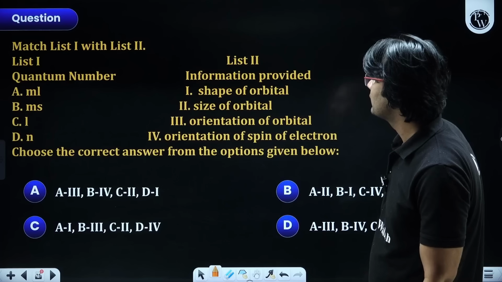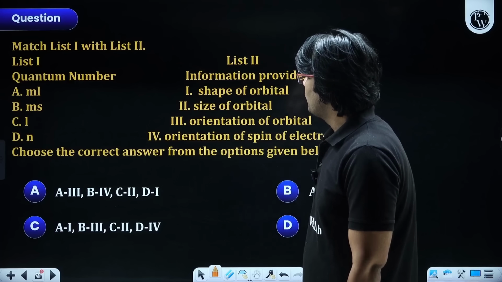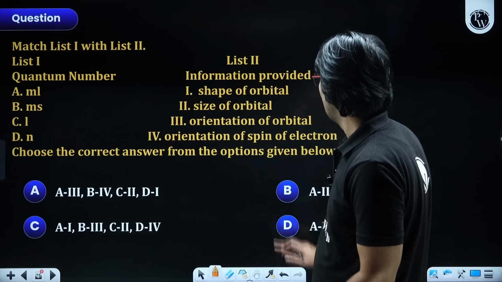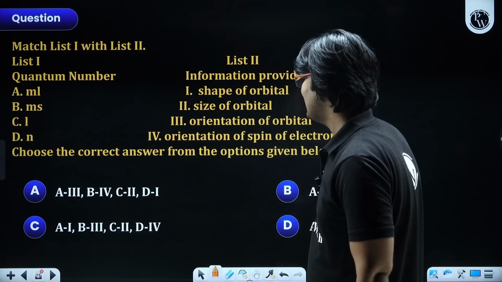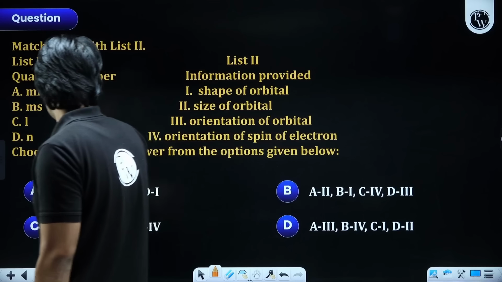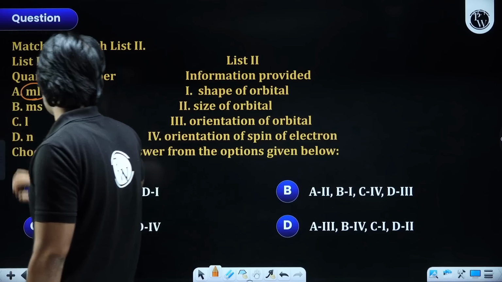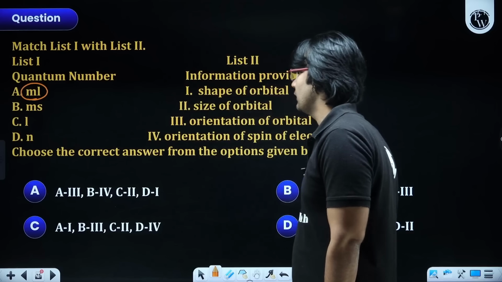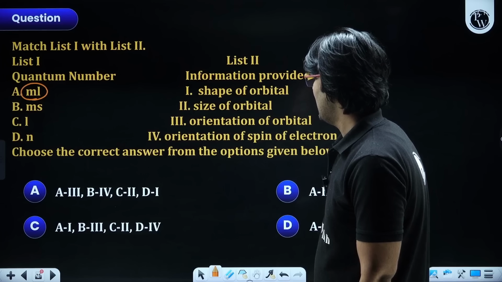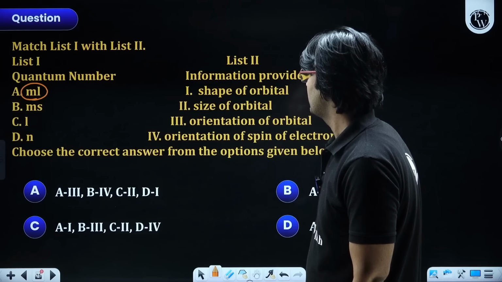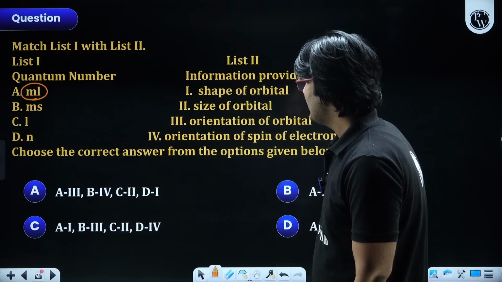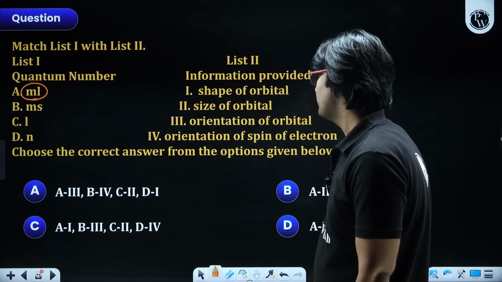Can we do this matching? Match list 1 and 2. On the left hand side we have quantum numbers, and on the right hand side we have the information provided by each quantum number. ML is the magnetic quantum number, also written as m subscript l. MS is the spin quantum number. L is the azimuthal quantum number, and n is the principal quantum number.